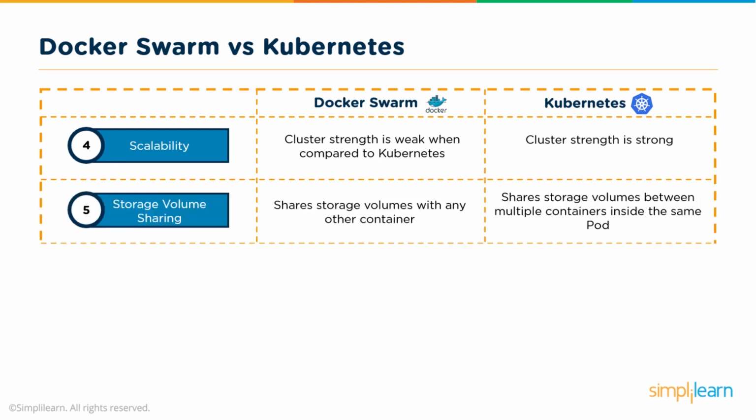Since Docker Swarm runs only Docker containers, containers find it very easy to share data and a lot of other things with each other because they all have the same signature. They are all from the same family. So it's very easy for them to share not just volumes, but a lot of other things.